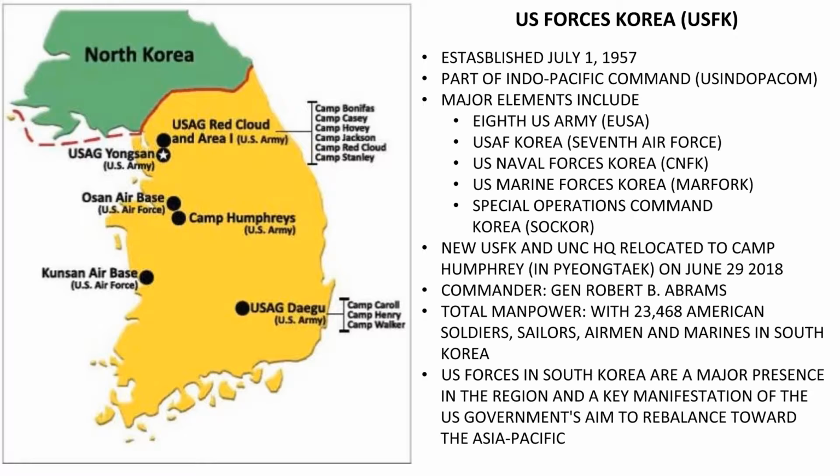Total manpower: 23,468 American soldiers, sailors, airmen and marines in South Korea. US forces in South Korea are a major presence in the region. Nearly 24,000. A major presence in the region and a key manifestation of the US government's aim to rebalance towards the Asia Pacific. It's a stated policy of the US to rebalance towards Asia Pacific.